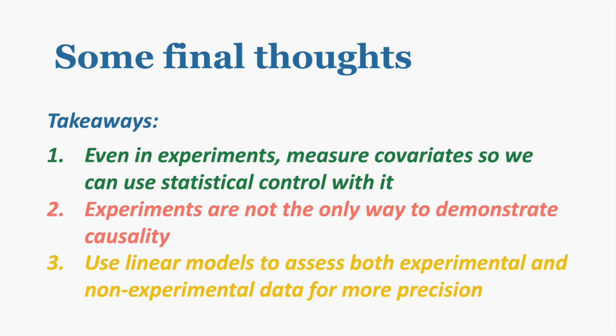If you control for all the right things, all the forks, and all the pipes, and all the descendants, and don't control for any colliders, you can have a causal model. Still difficult, and often not well received yet. But it still gets you a lot closer than if you are just saying, well, we control for a bunch of these things. Third thing, use linear models to assess both experimental and non-experimental data for more precision.